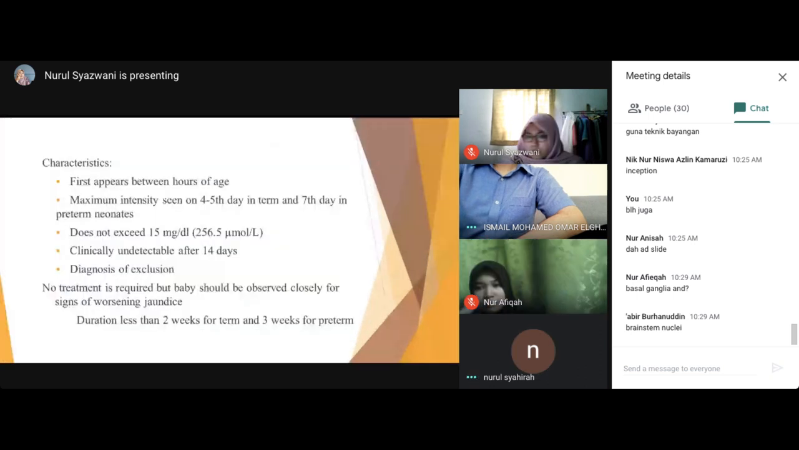Appears between hours of age, and then the maximum intensity seen on 4 to 15 hours of age. Usually doesn't exceed 15 milliliters. What do you mean by first appears between hours of age? I don't understand.